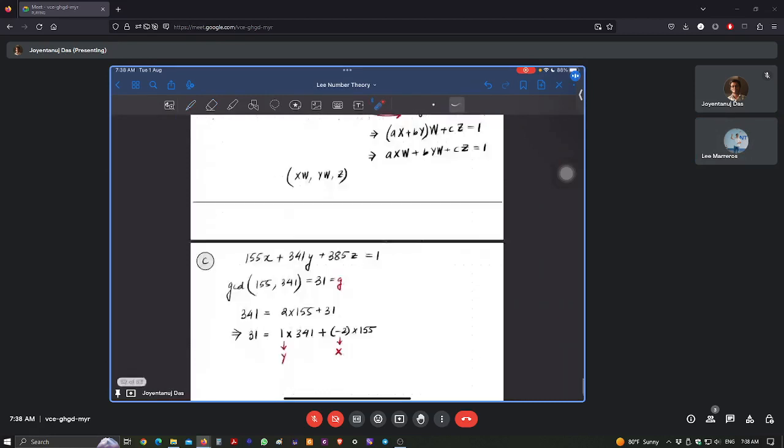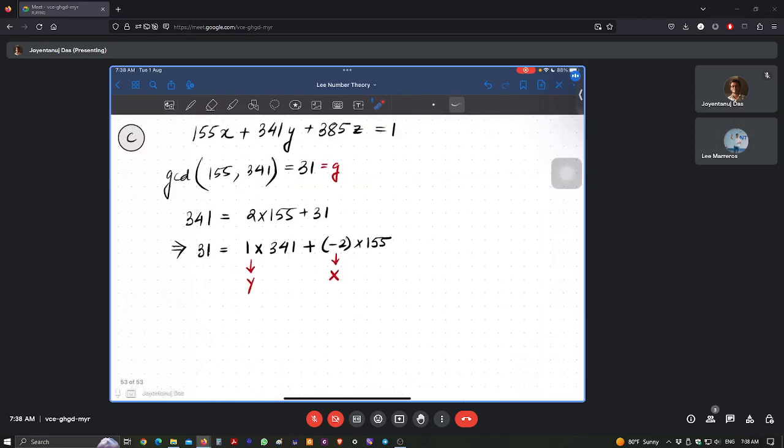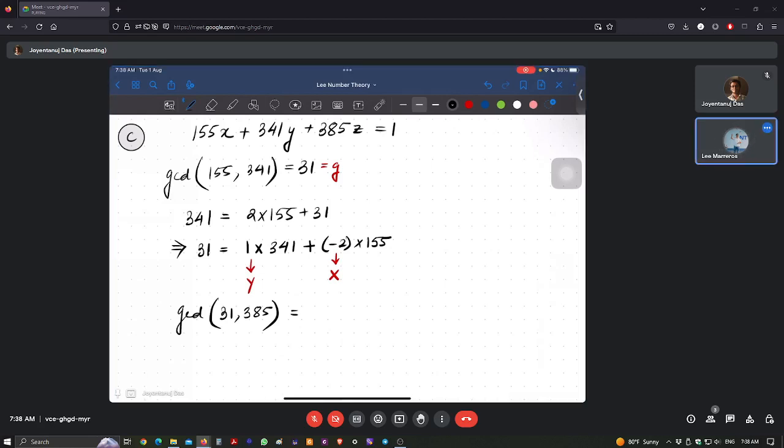C, right? So G is 31 and C is 385. So the next step is the GCD between 31 and 385. Right. What will that be? 31. Oh, sorry, 13. No. I mean, it must be 31, right?